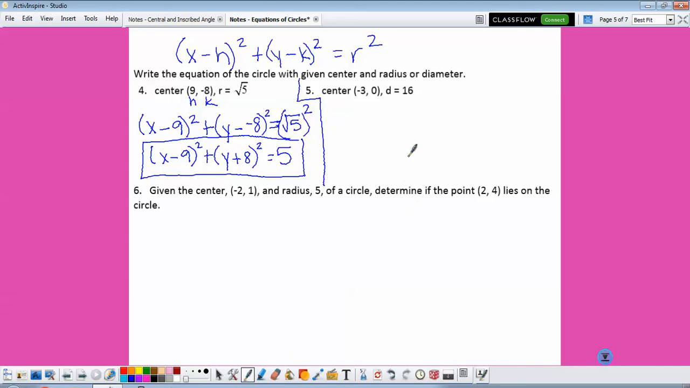This time we have to be careful because it doesn't give us the radius, it gives us the diameter. Well, the diameter is twice as long as the radius, so the radius would be 8. Now we can plug into our equation. X minus -3 squared plus y minus 0 squared equals 8 squared. Minus a negative, this would become x plus 3 squared. Y minus 0 would just be y squared, and 8 squared is 64.